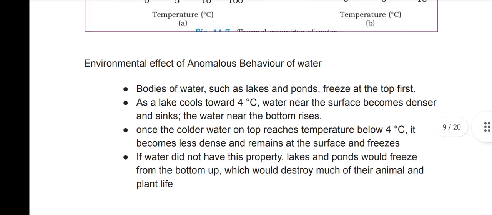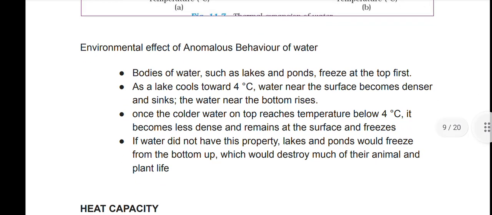Environmental effect of anomalous behavior of water. Bodies of water such as lakes and ponds freeze at the top first. As a lake cools toward 4 degrees Celsius, water near the surface becomes denser and sinks. The water near the bottom rises. Once the colder water on top reaches a temperature below 4 degrees Celsius, it becomes less dense and remains at the surface and freezes. If water did not have this property, lakes and ponds would freeze from the bottom up, which would destroy much of their animal and plant life.